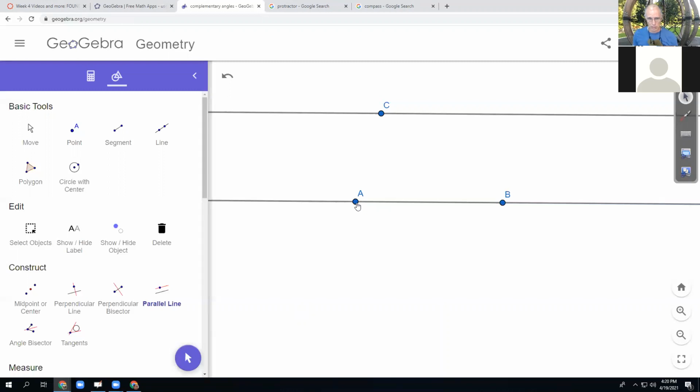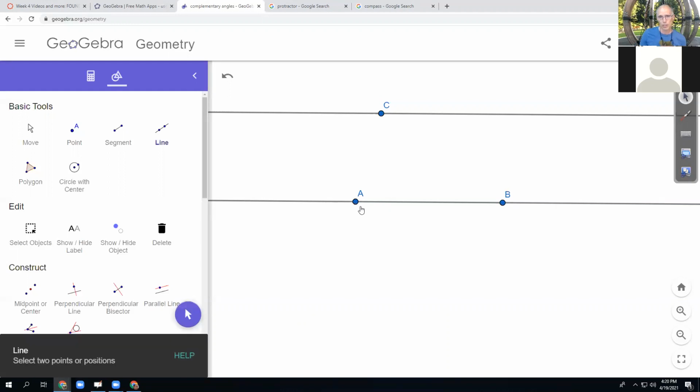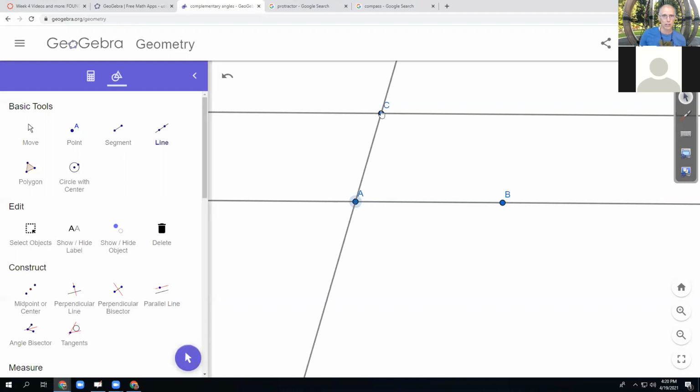Next thing I'm going to do is make another line through AC. So I'm just going to go back to the line tool and put that line through there. So anytime we have a line that crosses parallel lines, that line that crosses the parallel lines is called a transversal. I'm just going to play around with transversals here for a moment.